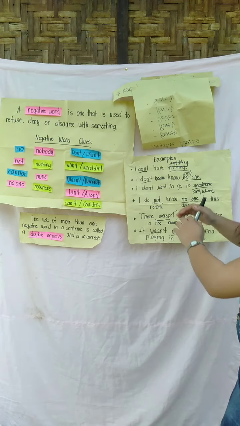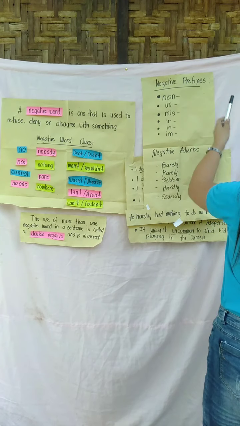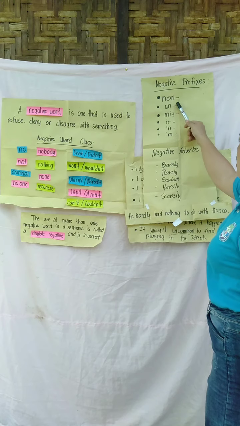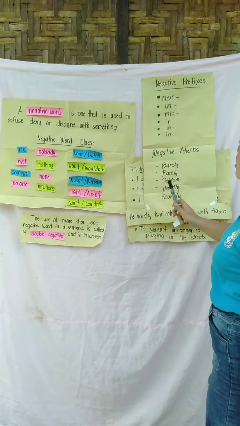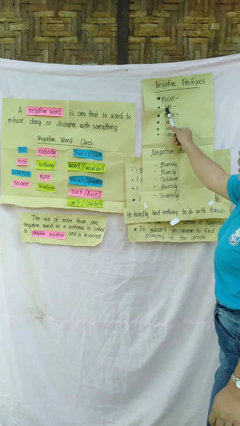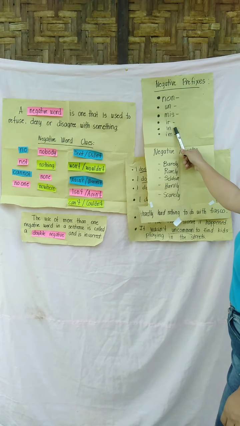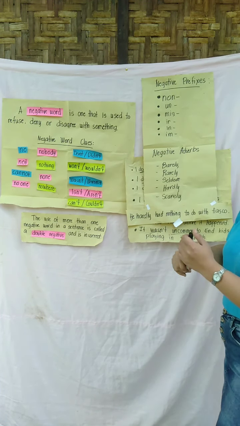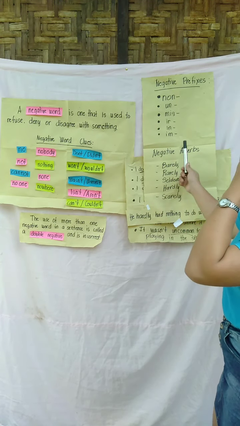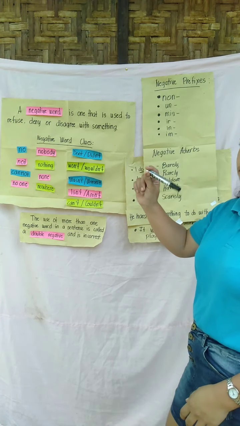So let's go on to the negative prefixes. These are the negative prefixes: non, un, mis, in, im. The best examples are uncommon, misunderstanding, and in-, im-, impossible. Yes, these are examples of negative prefixes because they mean not. Not is an example of a negative word.